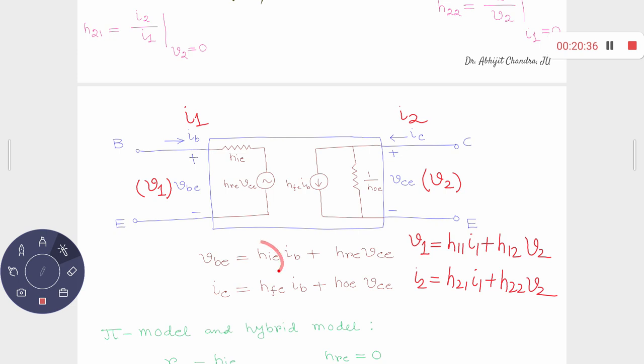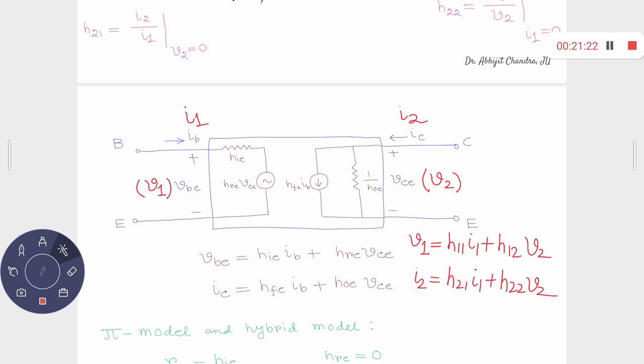Now, instead of writing H11, I am writing HIE. Why is it so? What does it mean? What is HIE? H stands for nothing but an H parameter. So instead of writing 1-1, because whenever I write 1-1, 1-2, 2-1, 2-2, that's much more generic, now let it be much more specific to your transistor operation. So whenever I write H11, that's a very generic kind of approach. And we have already identified that this H11 is nothing but an impedance.